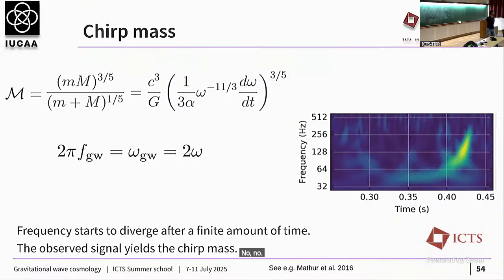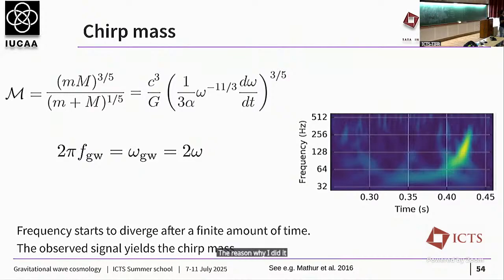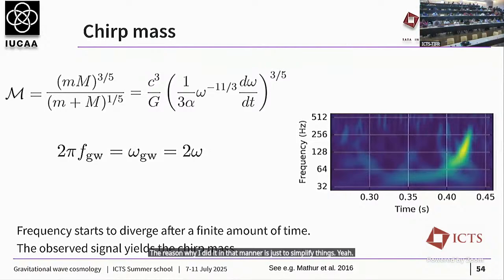Even after you do all of this, finally, you have to reach here. The reason why I did it in that manner is just to simplify things. But if you work out all the equations, finally, this is what you will get.